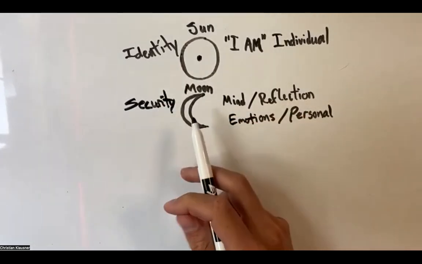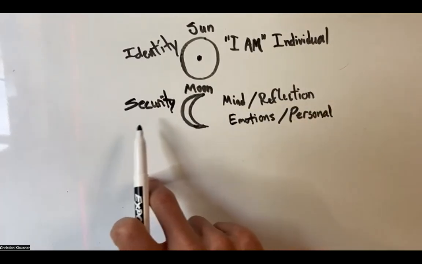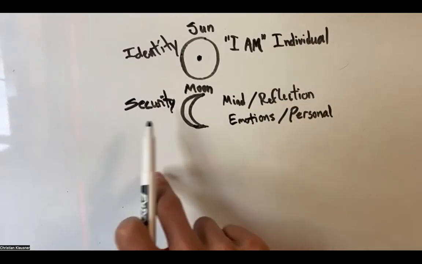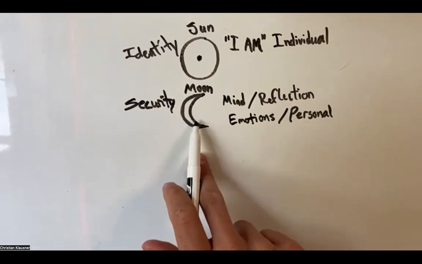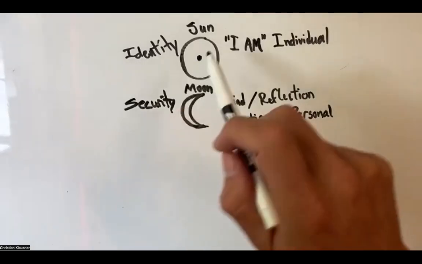The moon rules one sign, but the moon is exalted in another sign. And I'll explain what this means in this class. The moon is really about security. So it's about also insecurity. So the moon is that part of you that can feel insecure.